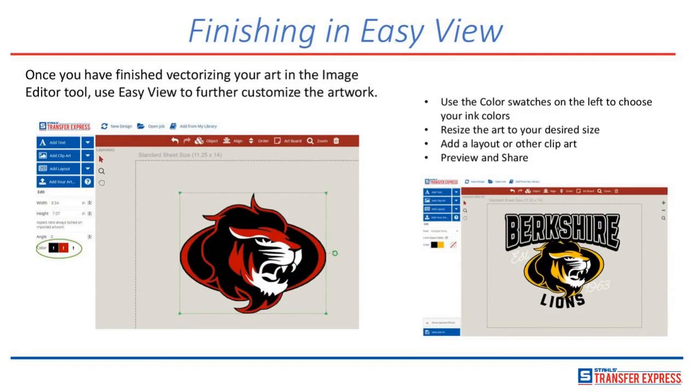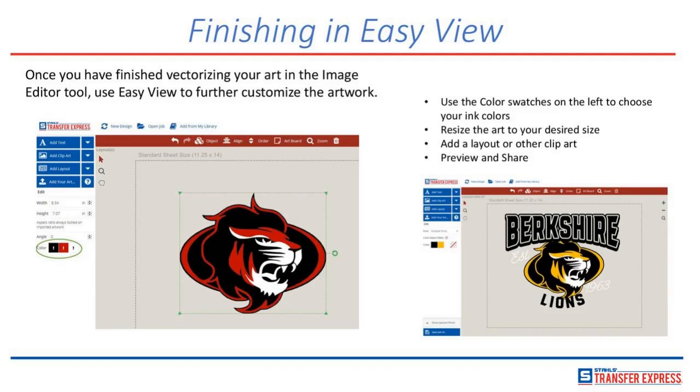All right. So finishing in EZView, once you have finished vectorizing your artwork in the image editor tool, use EZView for any further customization. So the whole point is you're seeing here on the left, this is what happens after I click that button that said use vectorized. After I click that use vectorized button, it pops my lion, boom, right there into EZView.